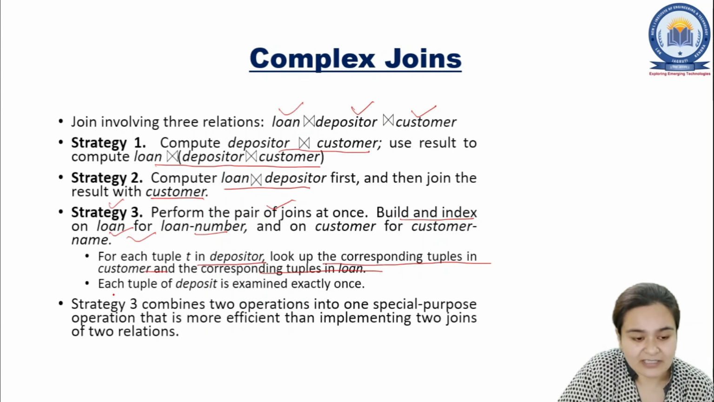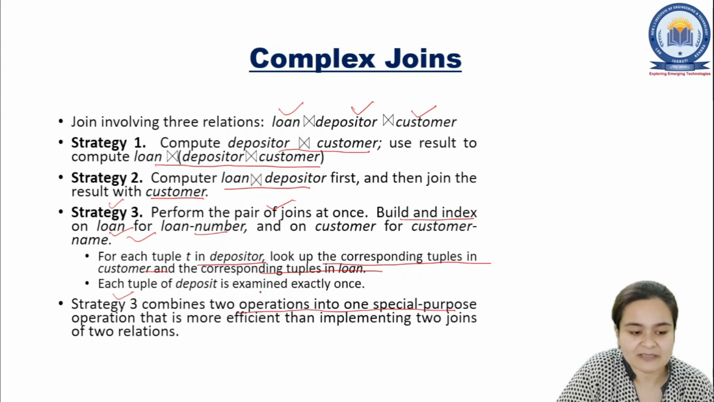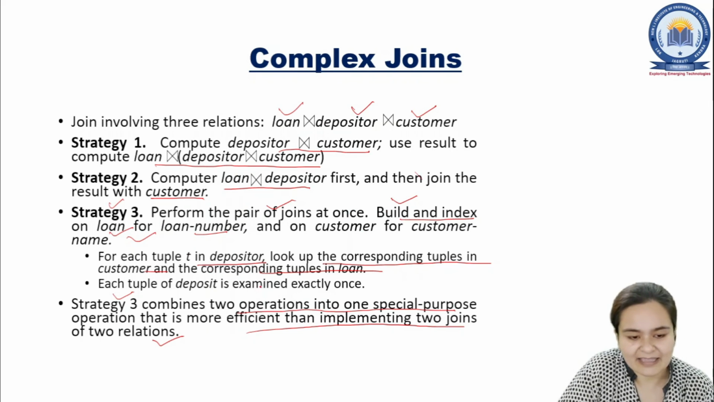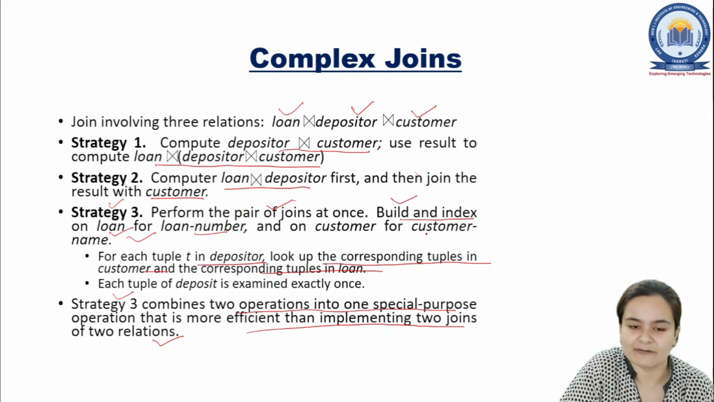So the third strategy actually combines the two operations in one special-purpose operation, and that is more efficient than implementing two separate joins for the two relationships. So it is always better to have a pair of joins at once, where we can build an index on certain attributes of a relation and then perform this, rather than performing two different joins. That will be cost effective and efficient.